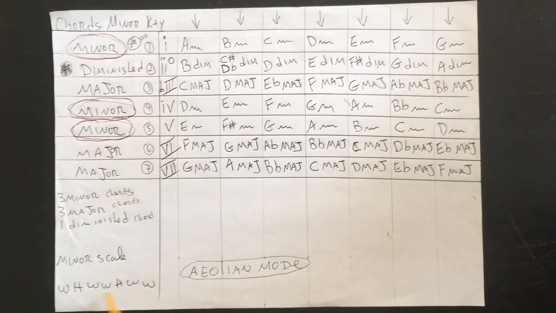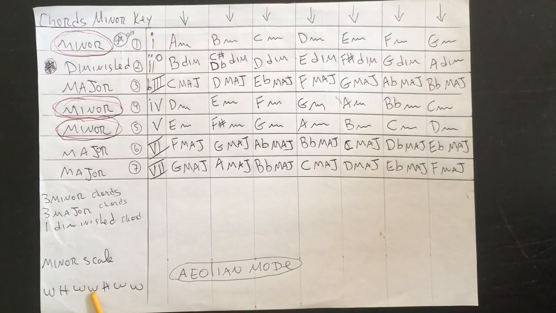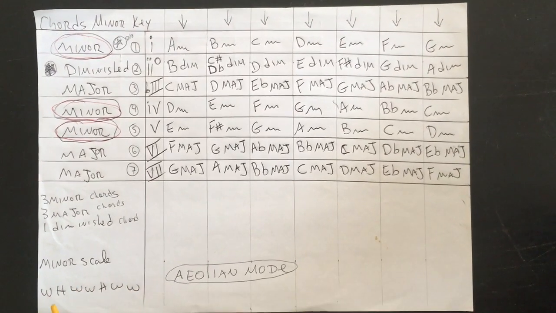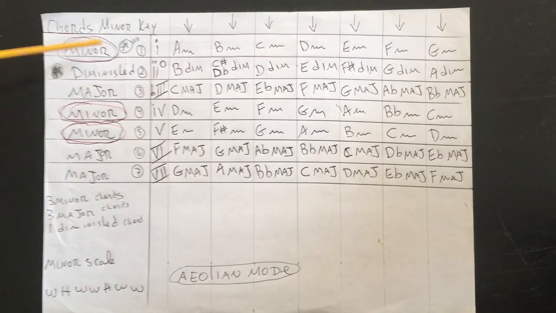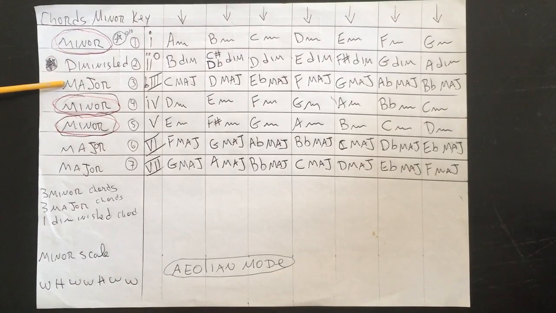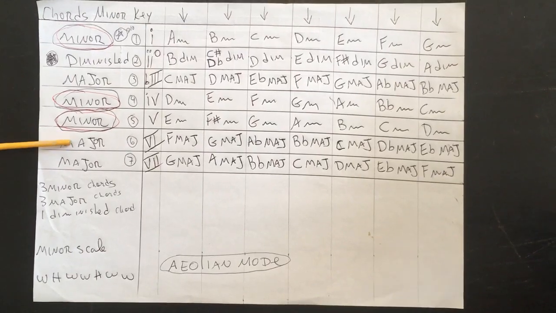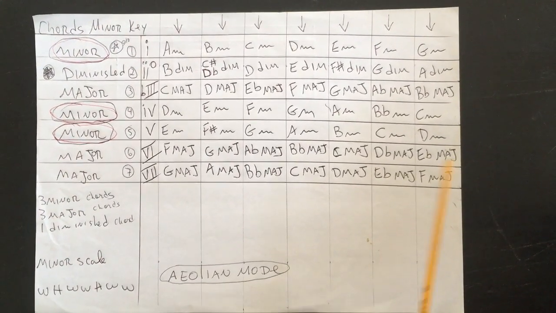Here you have the intervals: whole, half, whole, whole, half, whole, whole. Those are your intervals. And then you have the 7 chords for these notes. So the first chord is minor, second is diminished, third is major, fourth is minor, fifth minor, and then 6 and 7 are major. Those are the 7 degrees there.